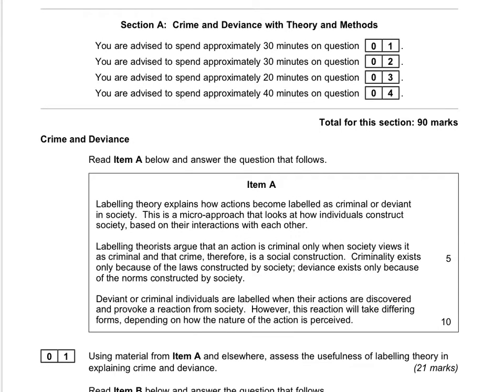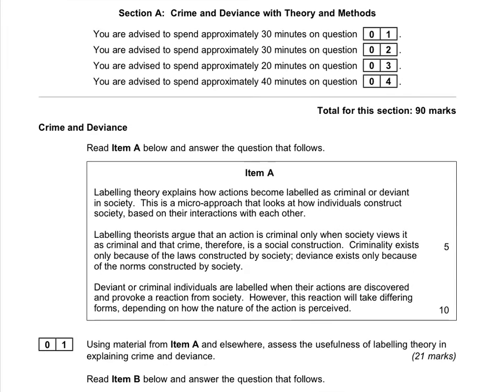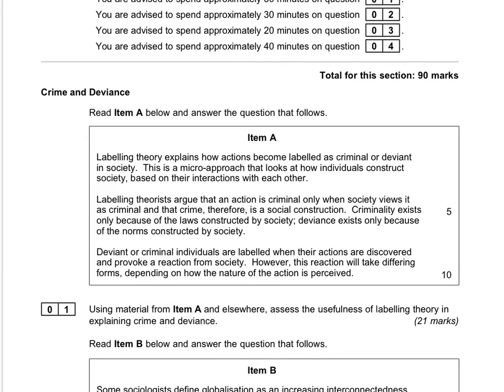So here we are back at question 1. Now, this question asks you to use material from item A and elsewhere to assess the usefulness of labelling theory in explaining crime and deviance. The key thing here really is to try and get as much information from the item as possible and try and use that to help you maybe structure 1 or 2 points.